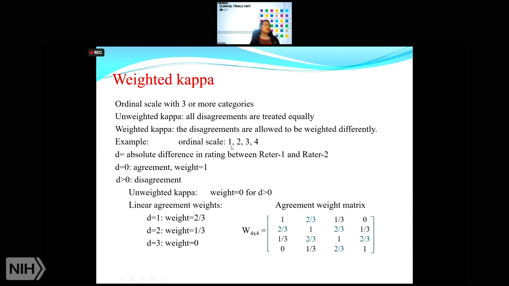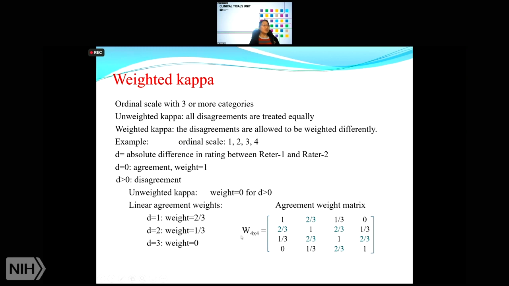For example, for an ordinal scale 1, 2, 3, 4, we denote D as the absolute difference in rating between reader 1 and reader 2. When D equals 0, it indicates agreement, and a weight of 1 is assigned. When D is greater than 0, it indicates disagreement. In unweighted kappa, 0 is assigned as the weight for all D greater than 0. For linear agreement weights, when D equals 1, a weight of 2/3 is assigned. When D equals 2, the weight equals 1/3, and when D equals 3, the weight equals 0.